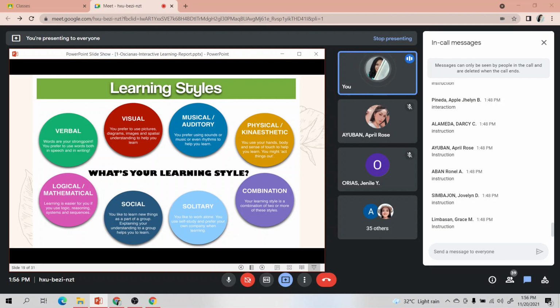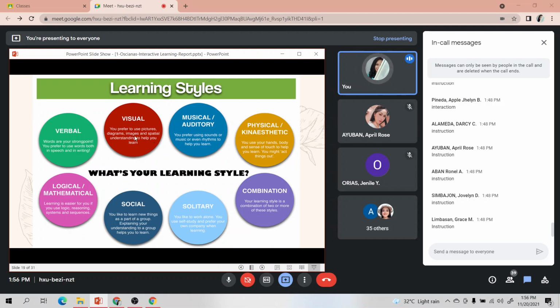As part of the teacher, you have to learn what the learning style of your students is. So there are different learning styles, no? Just like this, we have verbal. Verbal, words are your strong point. You prefer to use words both in speech and in writing. So you should know if some of your students are verbal. Right? They understand the lesson better if it is discussed.